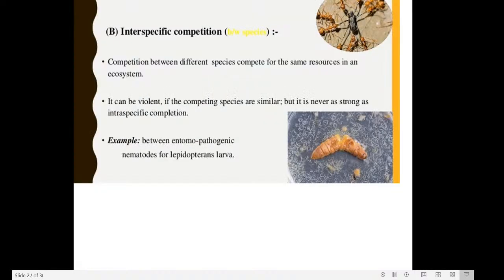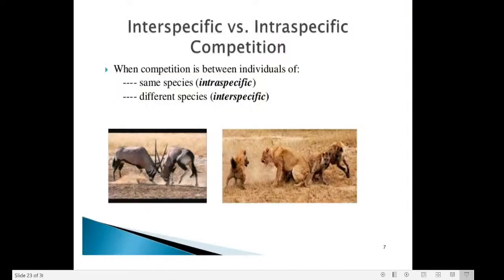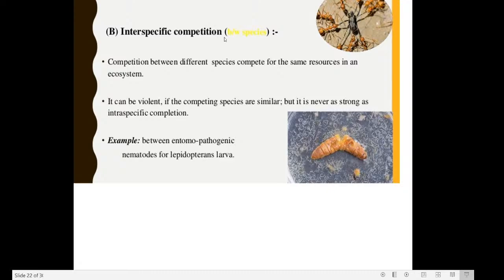Here there are interspecific and intraspecific competitions. Competition between the same species is intraspecific, between different species it's interspecific. Interspecific competition is between two or various species competing for the resource. In the ecosystem, two species are competitors for the same resource. That is the main idea in interspecific competition.